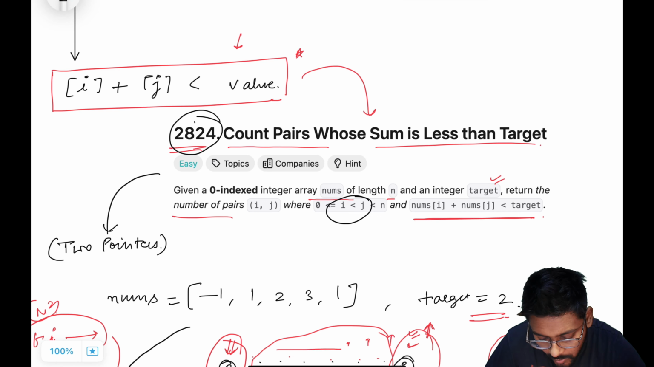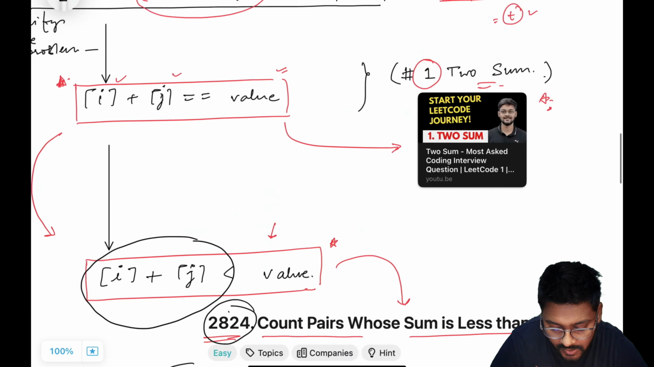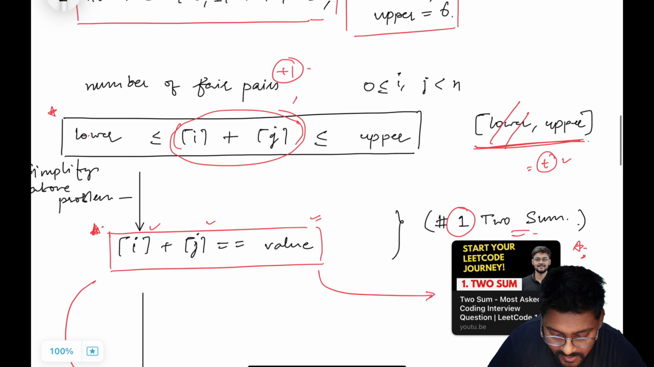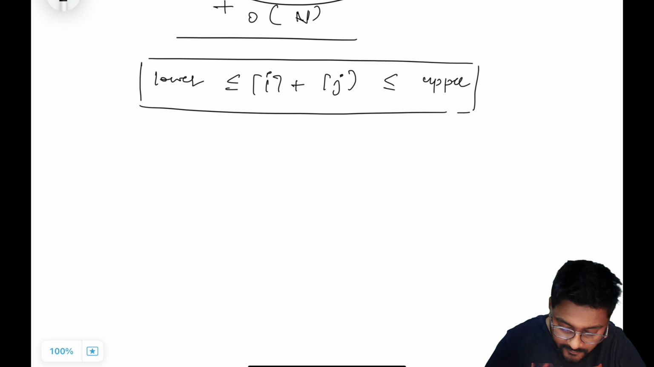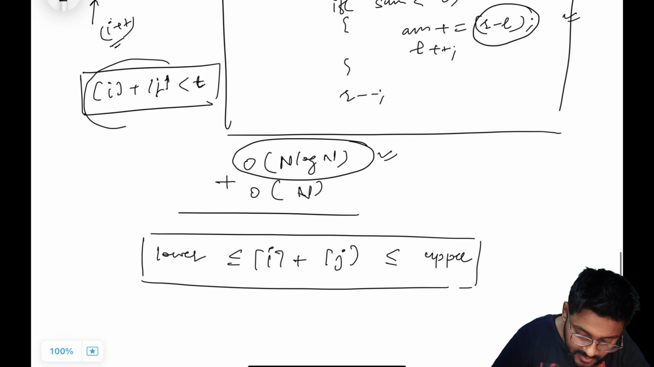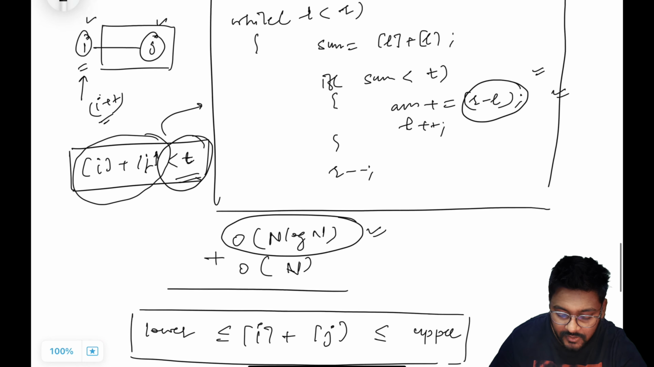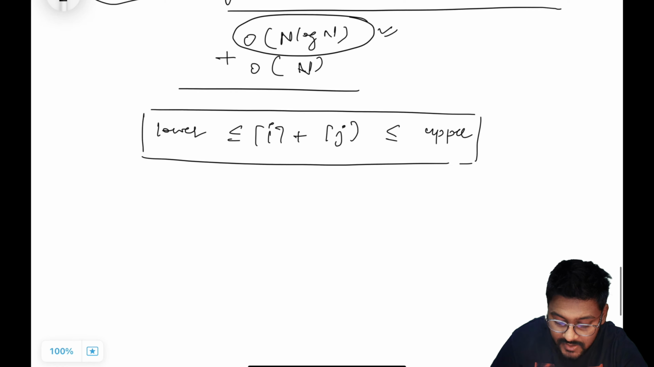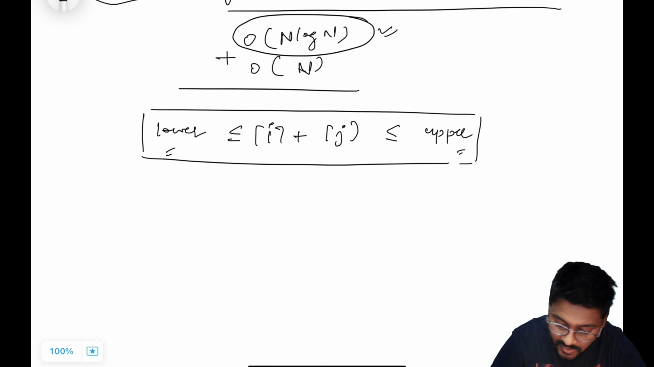And in this dependent problem, the value was something like i plus j should be less than a value, but our problem is i plus j should be greater than or equal to lower and less than or equal to upper. Now how do I reduce this to the code where i plus j is less than a specific value? This code is dependent on two parameters, lower and upper. So we have to reduce those two parameters to a single one.